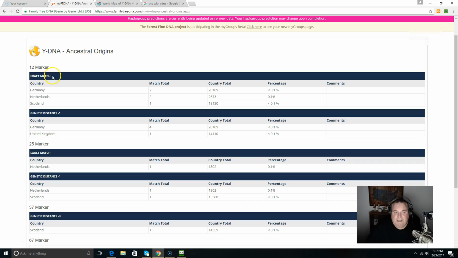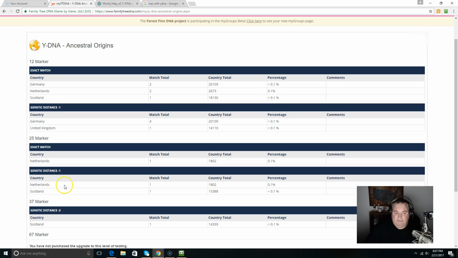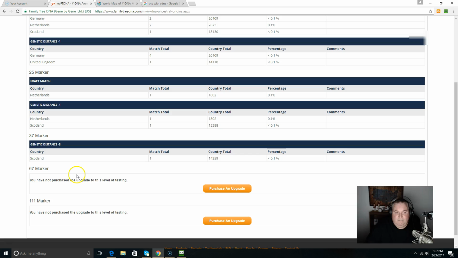My 12 marker matches, 2 in Germany, 2 in the Netherlands, 1 in Scotland. Genetic distance of 1, I've got 4 in Germany, 1 in United Kingdom. 25 marker, exact match from the Netherlands. And a genetic distance of 1, I have 1 in the Netherlands and 1 in Scotland. And my 37 markers, 1 match in Scotland.